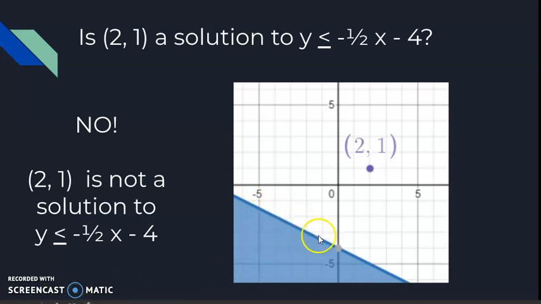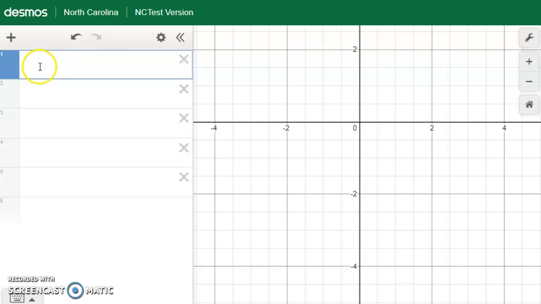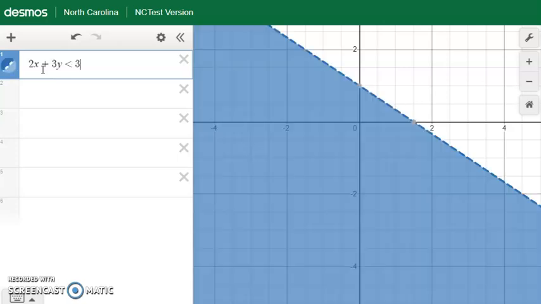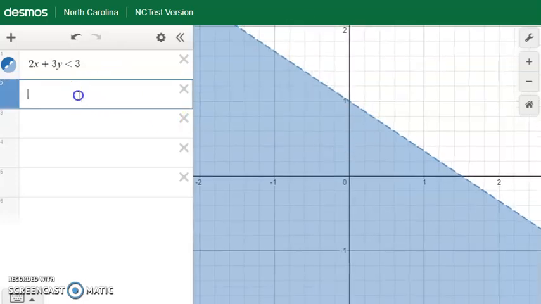Notice on this graph there was a solid line. Let's see what happens if my point is not clearly within the border. What if it is on the border? Try this example on your own. Even though it's not written in y equals form, it's in standard form, I'm still able to graph this equation in Desmos. And you can see I have a dotted line, a dotted line for the inequality.